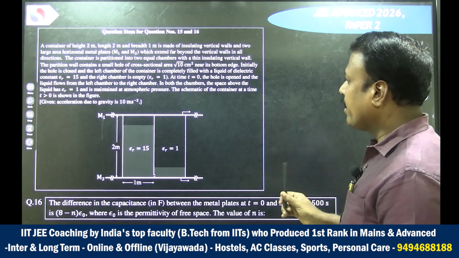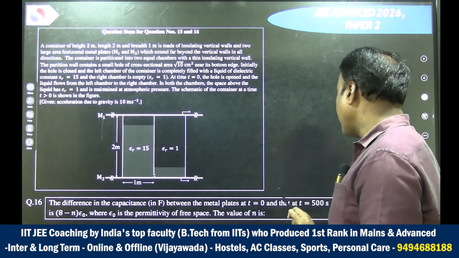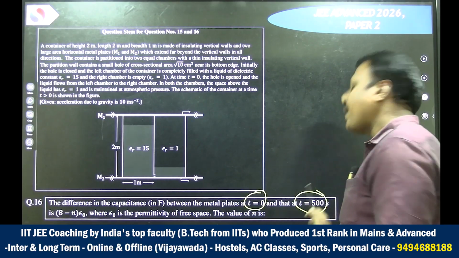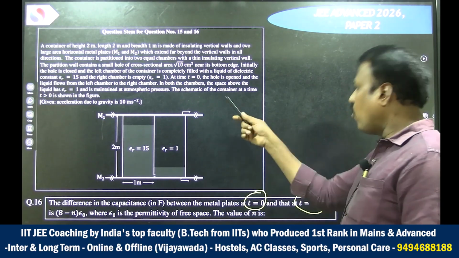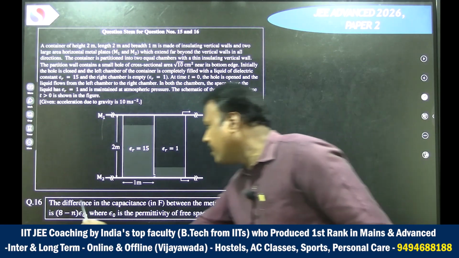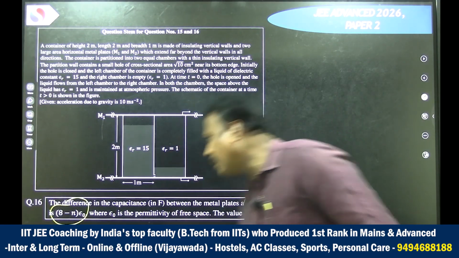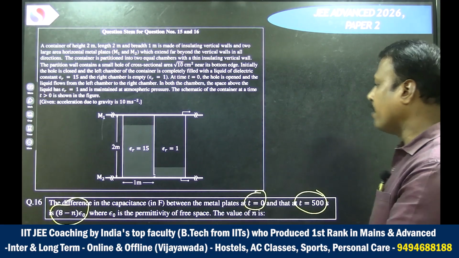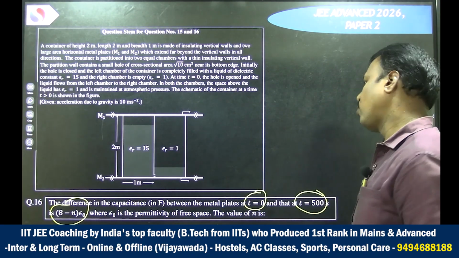In sum number 16, what are they giving? The difference in capacitance of this arrangement between 0 second and 500 second is given as 8 minus n into epsilon naught. What is the value of n? So we need to find the numerical value of n.